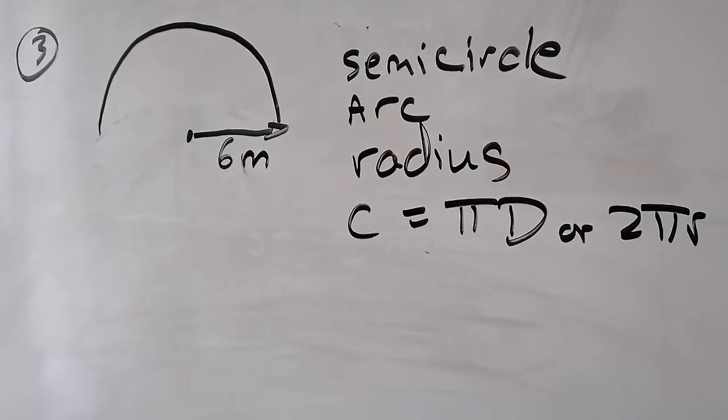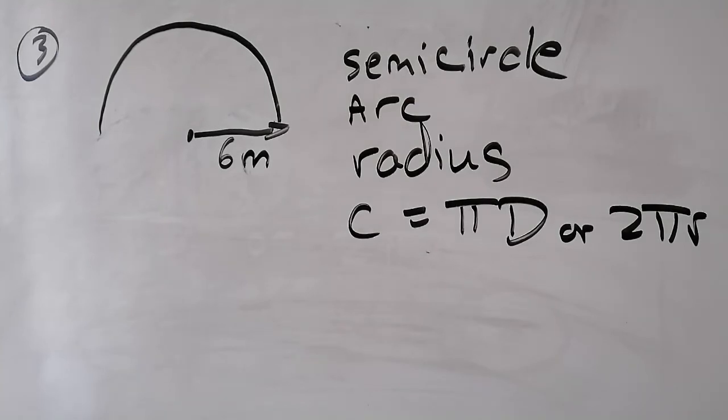In question 3, we're given a semicircle and a radius of 6 meters. And we're asked to find the arc length of that semicircle. What you're being tested on here is, do you know what a semicircle is? Because it isn't drawn for you.